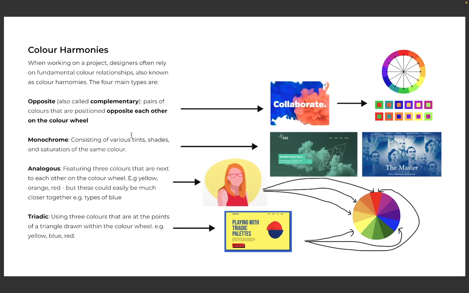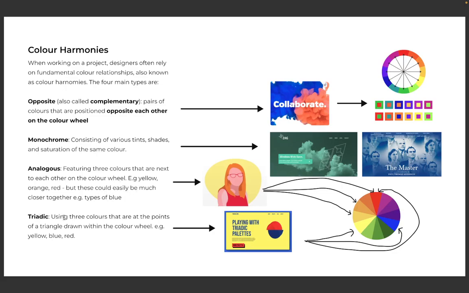Monochrome, which consists of various tints, shades and saturations of the same colour, these two examples. Analogous, which features three colours that are next to each other on the colour wheel, for example yellow, orange and red, but these colours could easily be much closer together, e.g. several types of blue, or blue and green.